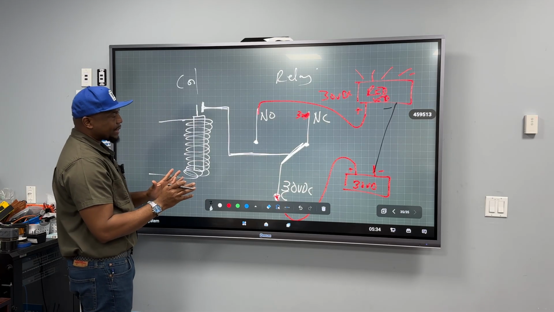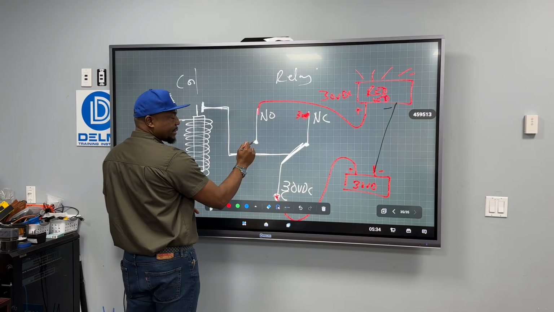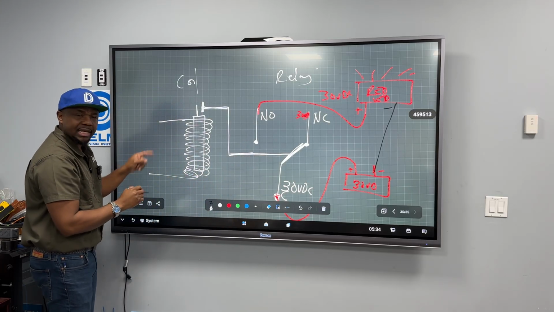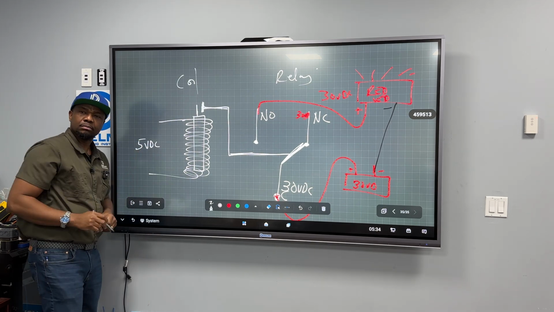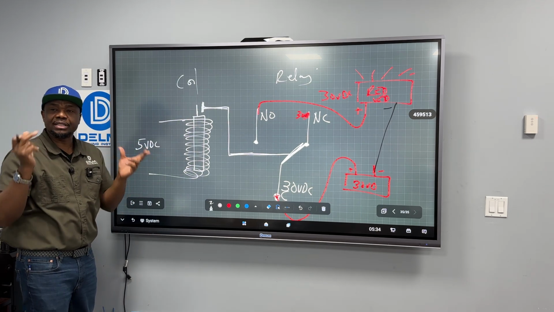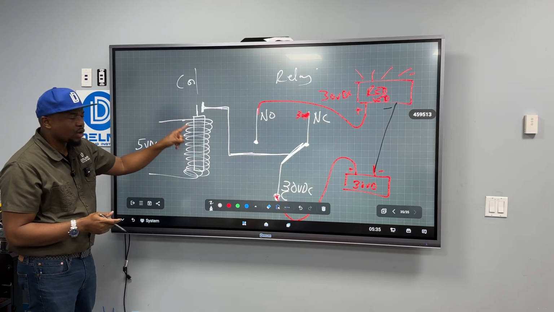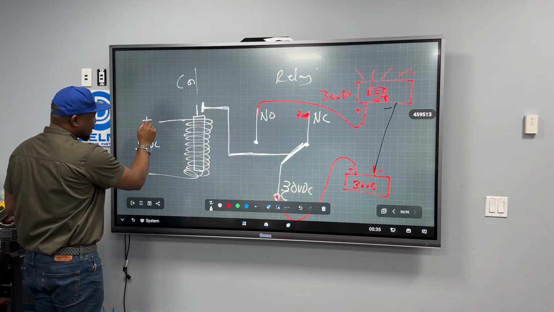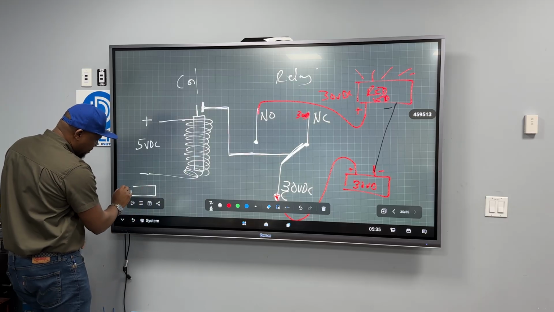So let's look at what happens. I need this electricity to flow through here. So what we're going to do is, probably this coil here only accepts 5 volts DC. Just have to look at who manufactures that relay. So let's say this coil knows only 5 volts to become magnetized. So this is going to be the positive, this is going to be the negative.